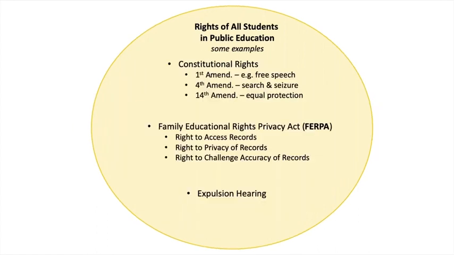On that note, we're going to start with the first big circle, rights of all students in public education. Here are just a few examples. There are many things I could put into this big circle. I think some common ones that most people are familiar with are constitutional rights. First Amendment, free speech in school, has been a hot topic that's certainly had years of litigation. Fourth Amendment, search and seizure. This comes up, for example, in situations where an administrator wants to search a student's person or their backpack or their locker. 14th Amendment, equal protection.